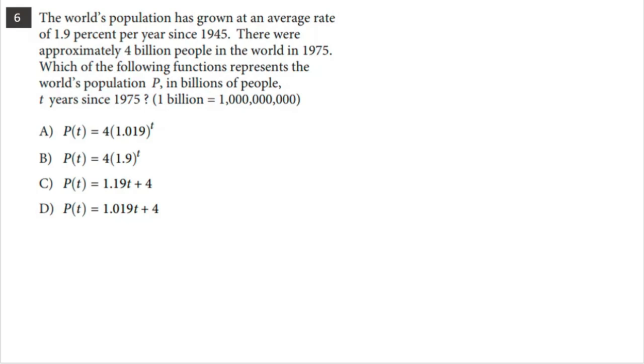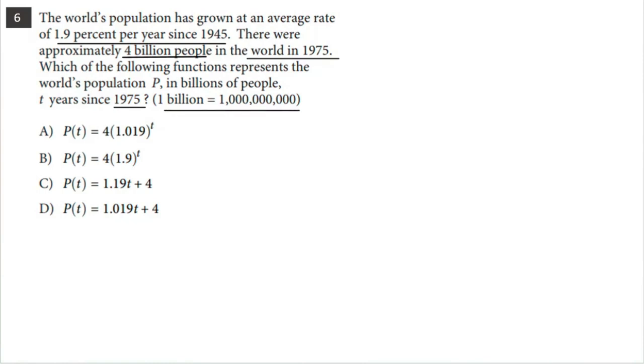Problem 6. The world's population has grown at an average rate of 1.9% per year since 1945. Okay, so it's increasing the population. There were approximately 4 billion people in the world in 1975. Which of the following functions represents the world's population P in billions of people t years since 1975? And 1 billion, they have mentioned it.